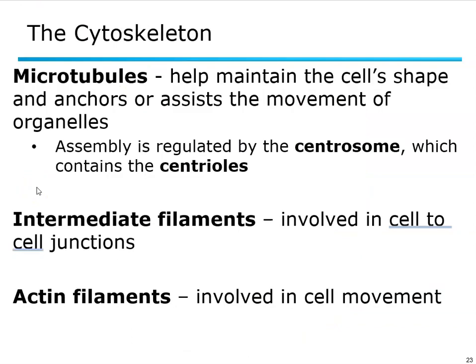We have some other macromolecules maintaining the shape and the structure of the cell. They are microtubules, intermediate filaments, and actin filaments. They are, again, part of the cytoskeleton in order to maintain the shape and the structure of the cell.